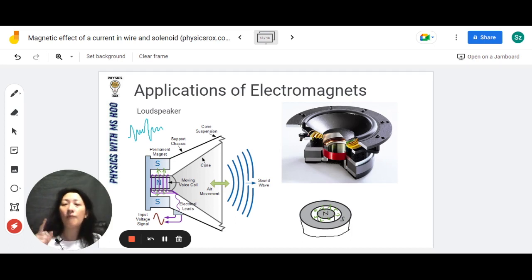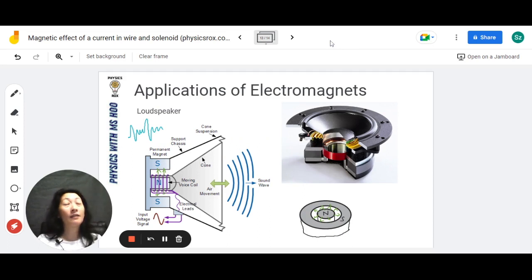If you remember what you've learned, sound waves are longitudinal, and longitudinal waves undergo compression and rarefaction. So that's why, boom, it's pushing and pulling the air particles. Boom, boom, boom. So that's how it creates the sound waves. And that's how the loudspeaker is able to convert the electrical signals into sound signals.